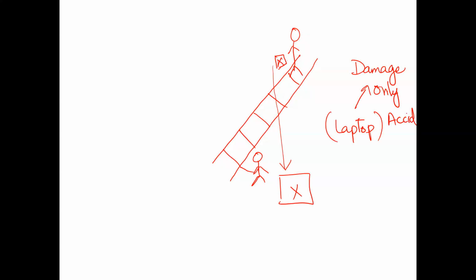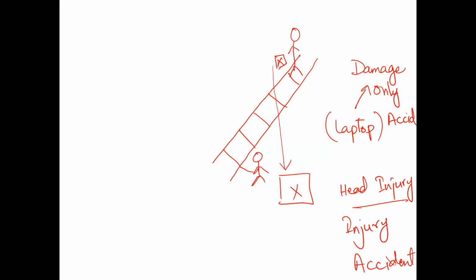In case it falls on your head and you get a head injury, this is what we call injury accident. In case the same tool falls down on the ground and nothing happens, this is what we call near miss. Okay, so these are the definitions of damage only accident, injury accident, and near miss.